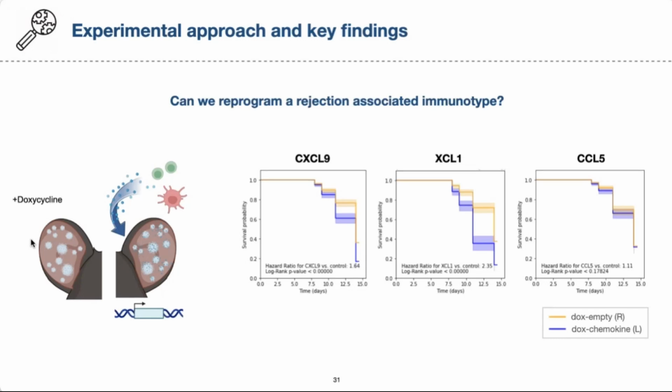Using this system and comparing the tumor rejection rates in the left to the right ear, we found that XCL1 expression really robustly increased tumor rejection, almost twofold more effective than bringing in T cells directly using CXCL9. However, somewhat surprisingly, CCL5 did not appear to have a strong effect on tumor rejection.